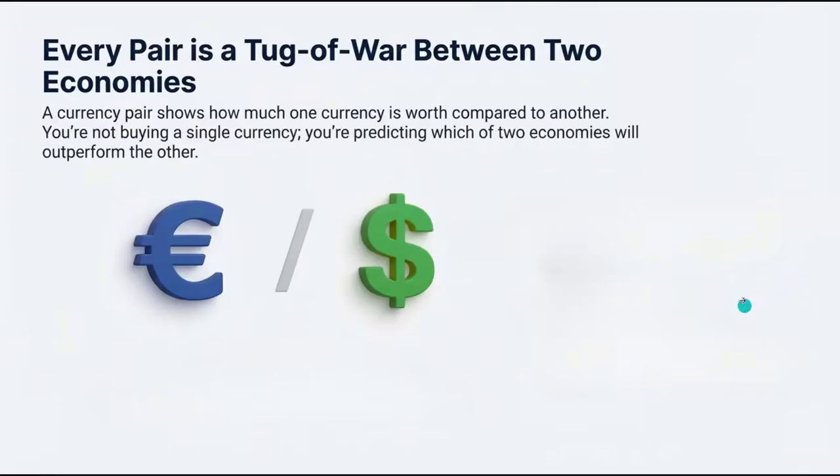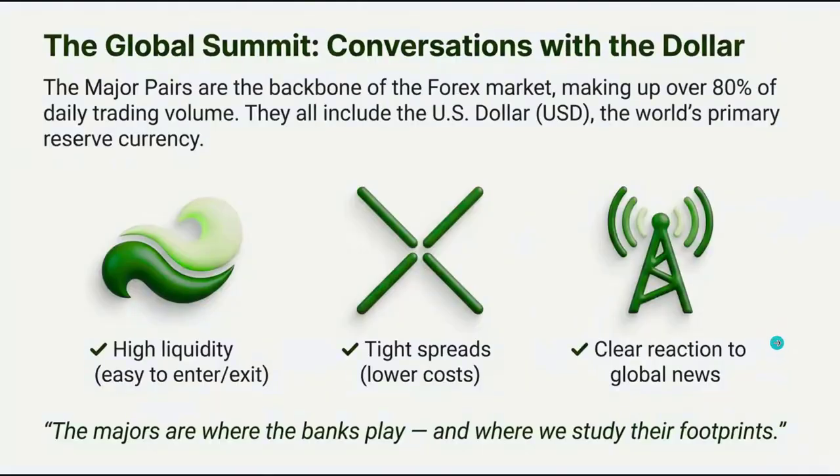A currency pair shows how much one currency is worth compared to another. You're not buying one single currency, you're predicting which of the two currencies will outperform the other. I'll show you that, and we'll go into more detail in the currency strength session. Here, we're going to focus on what the different currency pairs are and what they mean. The conversation between all of the pairs is going to be crucial to understand who is telling you what and what the actual pair is saying.